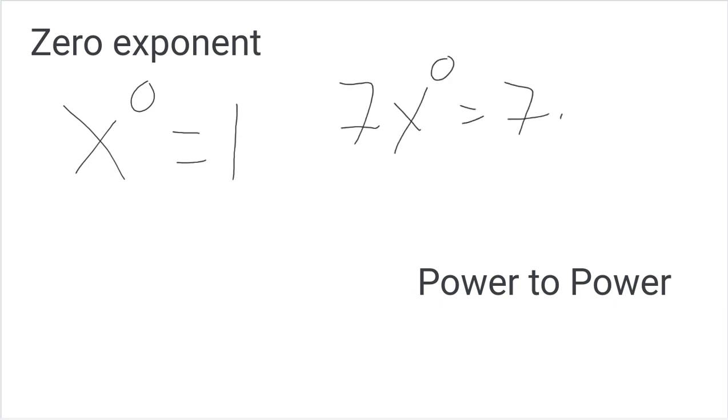Okay, anything to the power of 0 is the number 1. So if they give me 7x to the power of 0, that really means 7 times 1, or 7.